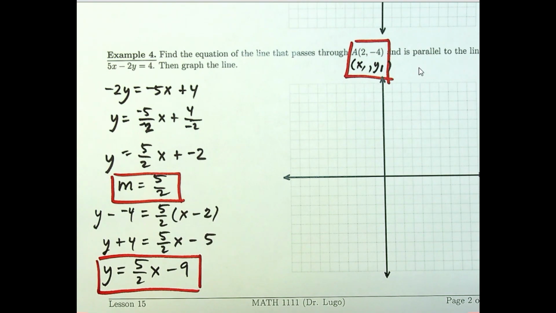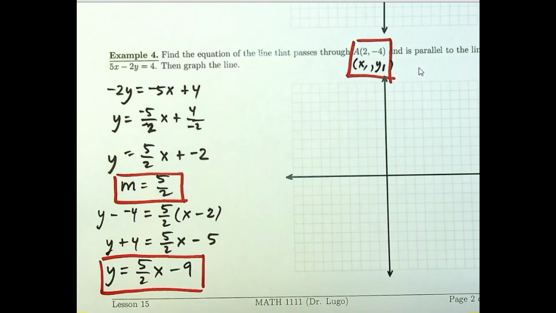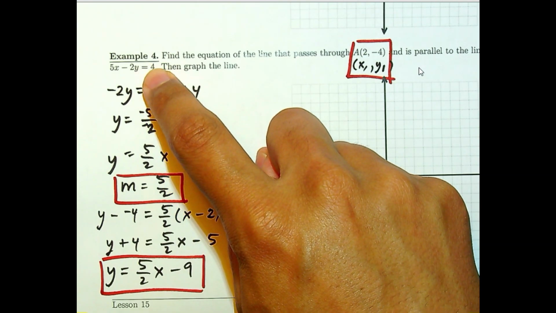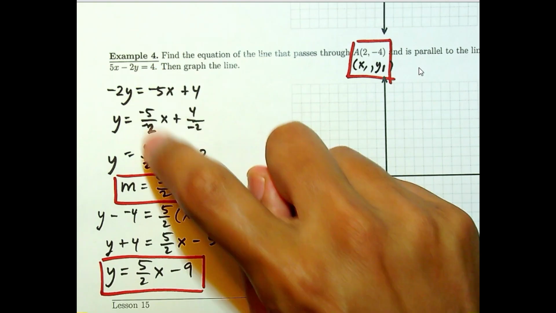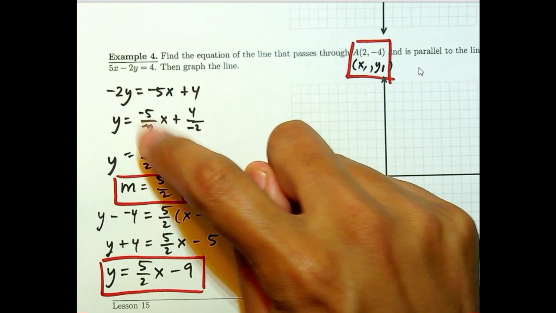Okay, to recapitulate before we graph it, they give us a point and they give us the slope indirectly. They told us the line is parallel to this other line. So if it is parallel to this other line, that means it has the same slope. But what is the slope of this one? To find the slope of this one, you solve for y. Once you solve for y, whatever is in front of the x is the slope. So the slope of this line is 5 halves.